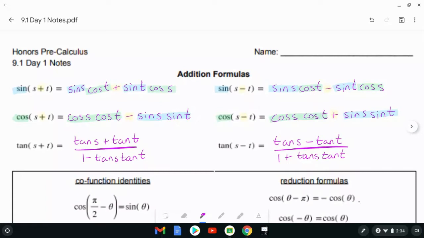It would very much help if you have them memorized, but again, if you don't, have them in your notes so you can refer to them until you get comfortable enough to where you do know them.